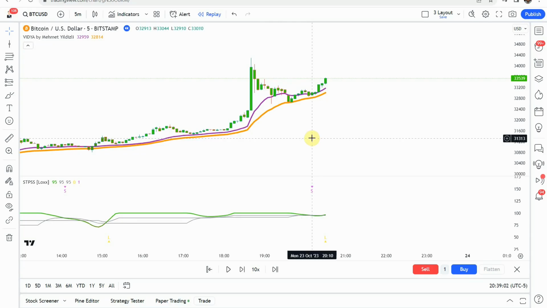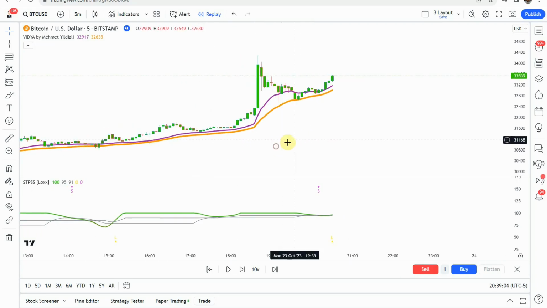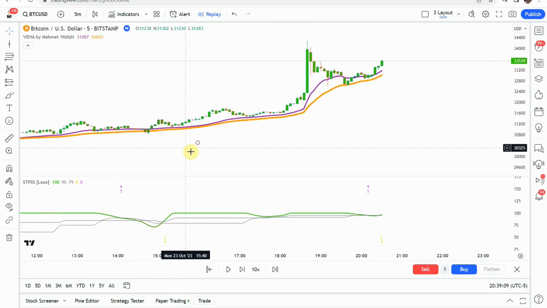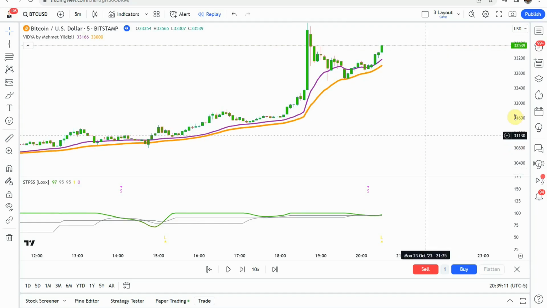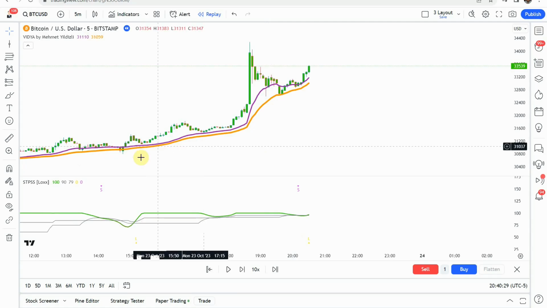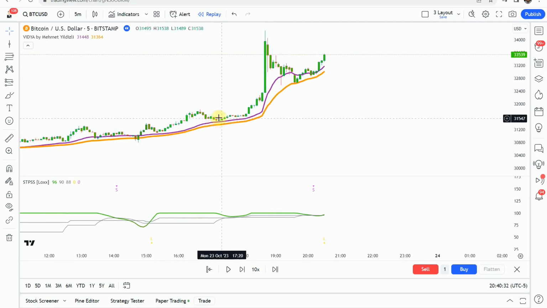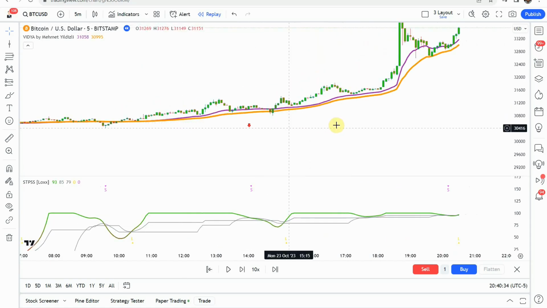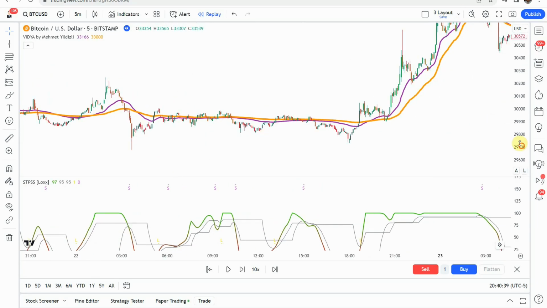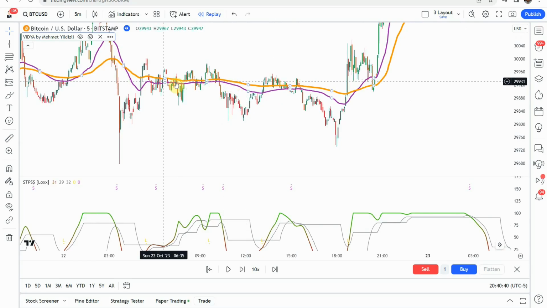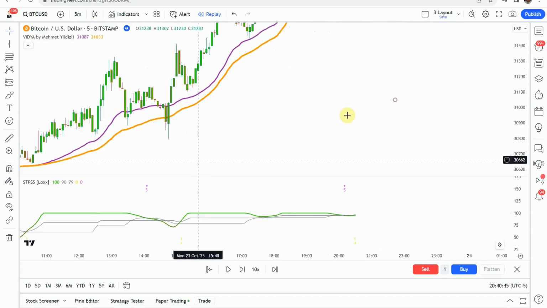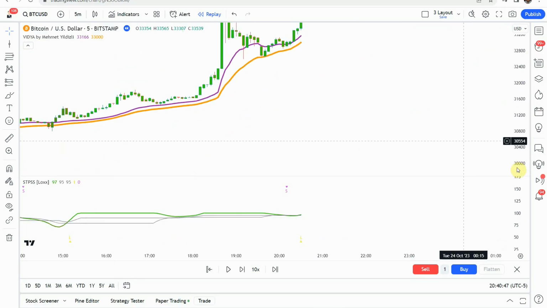And so the strategy, basically the Vidya indicator here on the top of the screen gives us our overall trend direction. When the Vidya line, the purple line here, is above the orange, that means that we are in an uptrend. And when the purple line is below the orange like this, that means that we are in a downtrend. So it gives us a pretty clear overall trend direction.